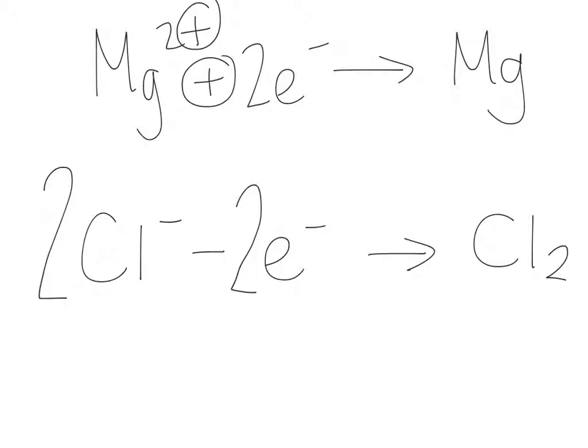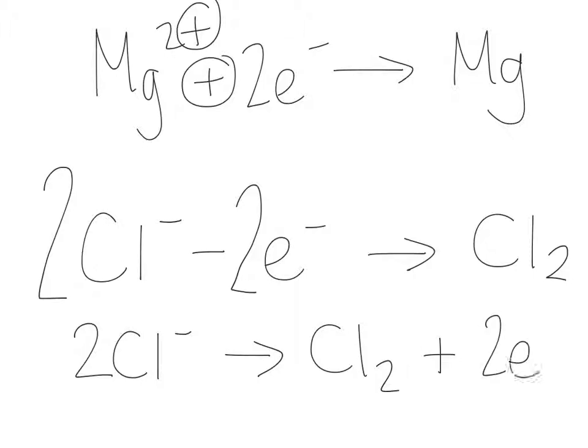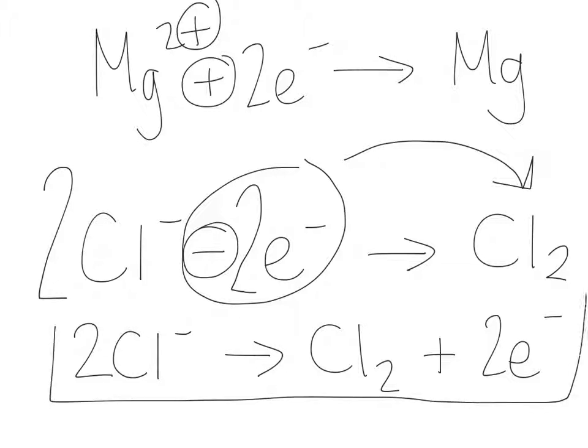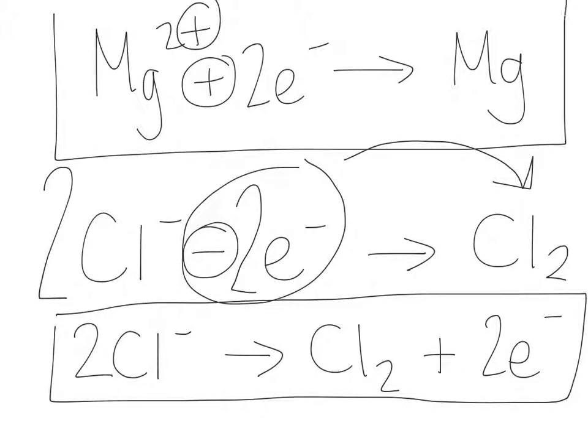We don't leave it in this particular way because we only like to have plus in our ionic equation. So we have 2Cl- goes to Cl2 plus 2 electrons. So what we've done is we've moved this over to this side, and in doing that we've had to alter the sign here. So this is one half equation and this is another half equation.